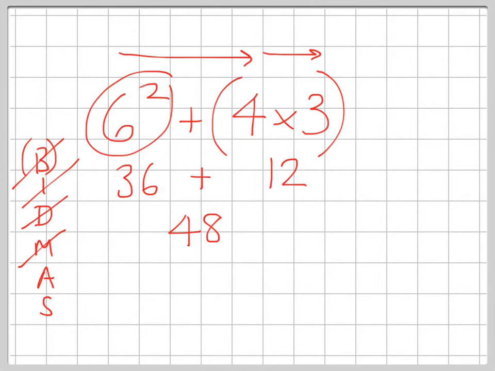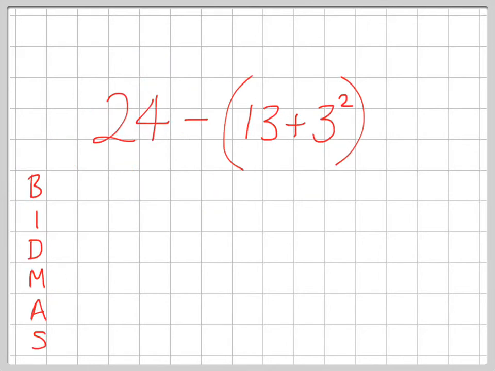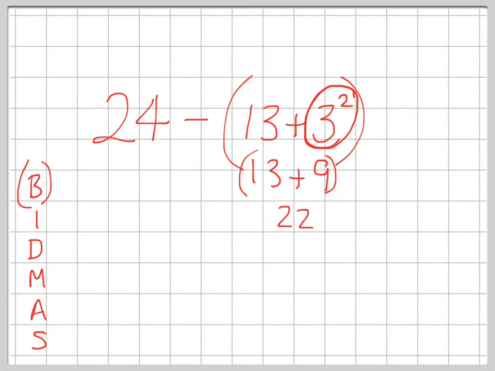If we look at this one here, this is the only exception where you do not follow BIDMAS or BODMAS in exactly that order. And the occasion when that happens is when you have squaring that comes within a bracket. Because we always do the brackets first, we've got to solve what's in the bracket first. So first of all, we've got to say, well, 3 squared is 9. And then if we do the 13, add the 9, that gives us 22. So we've actually done the B and we've done the I within the B, so you don't need to do that separately.